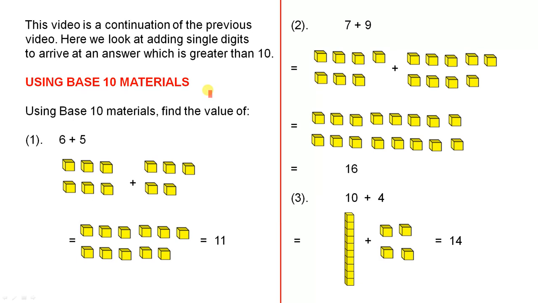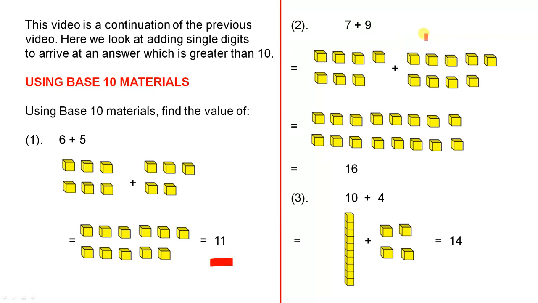So here we're going to use some base 10 materials. Using base 10 materials, find the value of 6 plus 5. So here we have 6 because there are 6 little cubes, and here we have 5 little cubes. Combine them all together, so put them all into one group and count them all up one at a time, and you get an answer of 11.